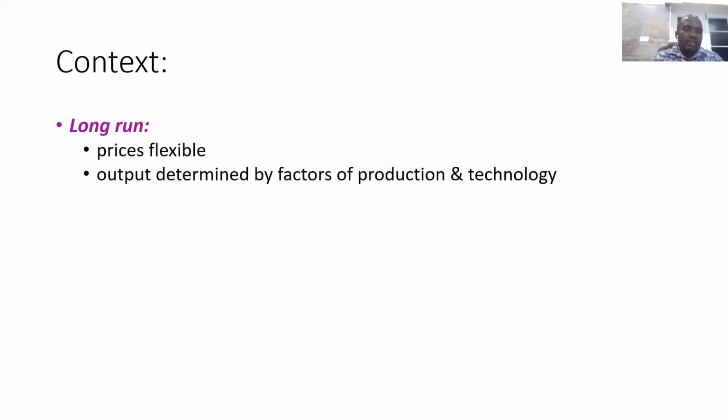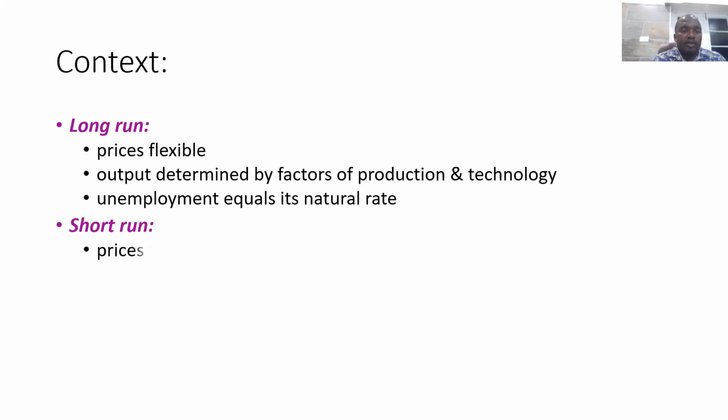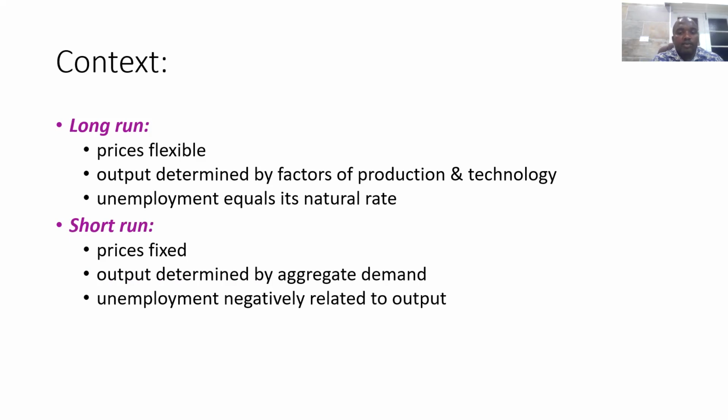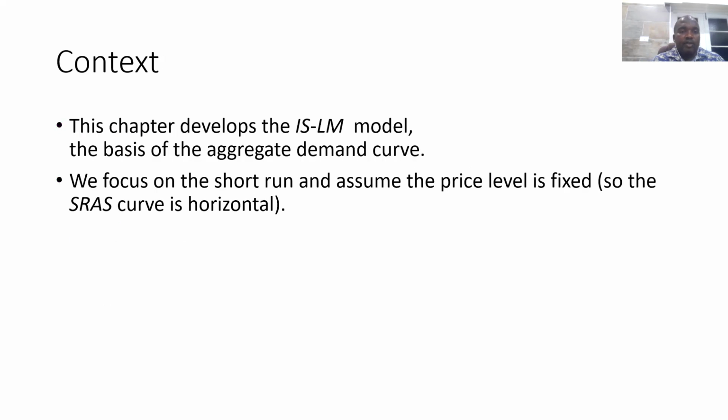The context is that in the long run, we know that prices are flexible and output is determined by factors of production and technology. Unemployment is at its natural rate, the so-called natural rate of unemployment. In the short run, prices are fixed. Output is driven by aggregate demand or aggregate expenditure. There is an inverse relationship between unemployment and the level of output in an economy.